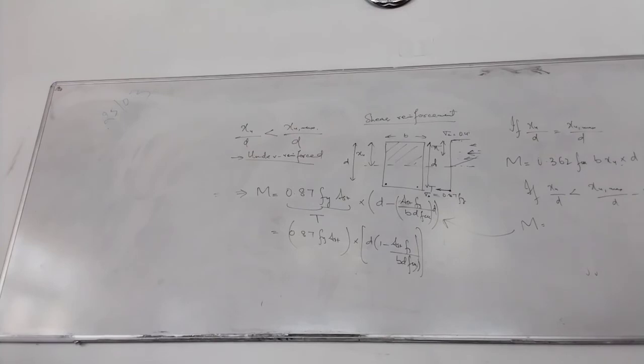The point is this. So what has he done? He has played around a little with this. So C has got this equation. What did he do? If I check this, your xu max by d is what for a balanced section? What is it equal to? What we just wrote: 0.87 fy Ast divided by 0.362 fck b d into xu? No, xu out.